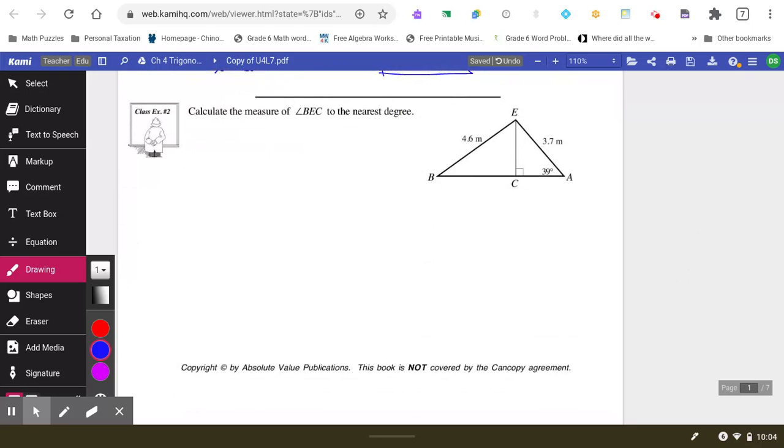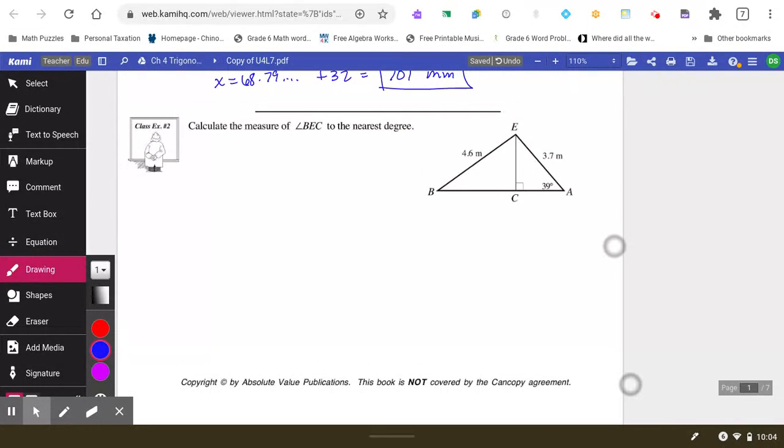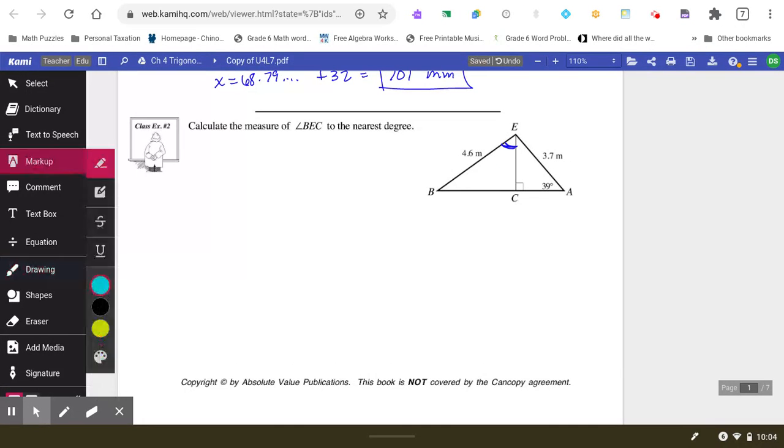Calculate the measure of BEC, this one, to the nearest degree. I do not have enough information. In this triangle over here where BEC is, I do not have enough information. But look at the yellow one. Do we have enough to find a shared side?